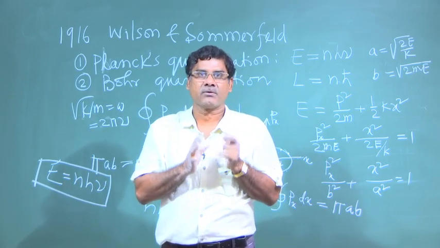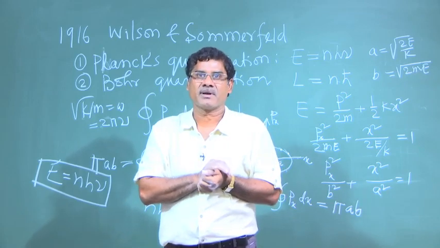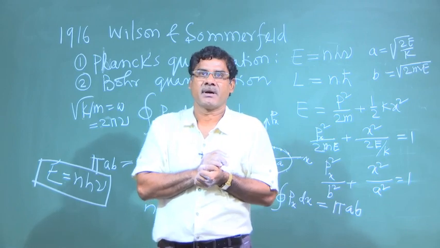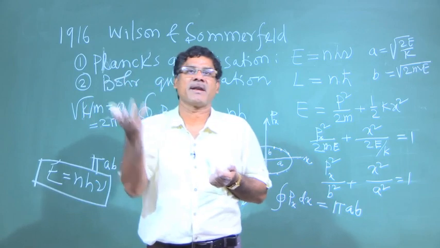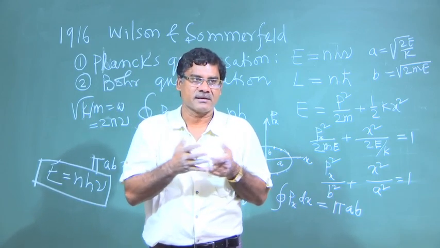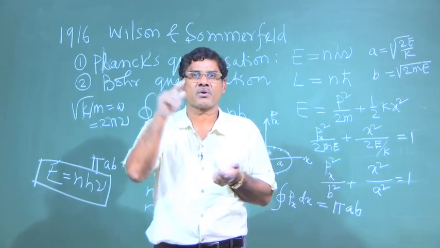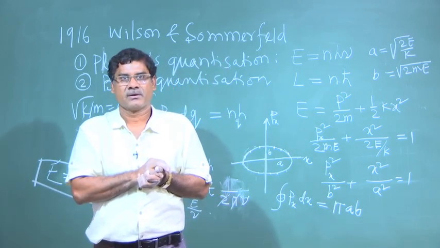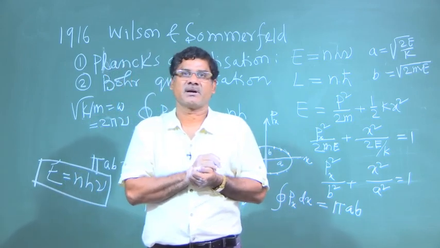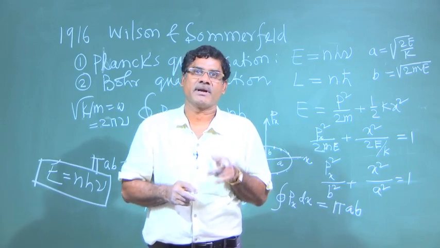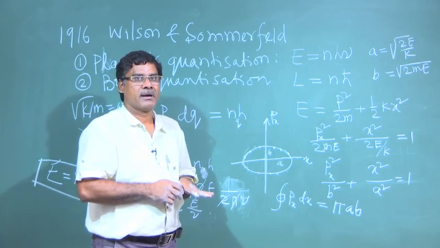Sommerfeld introduced, no, it is not the circular orbit, it should be the elliptical orbit, and that is also what happens for planets, and in any central force which is 1 by r square, like gravitational force and Coulomb force. So, in a central force, the orbit is generally elliptical. So, Sommerfeld considered elliptical orbits.